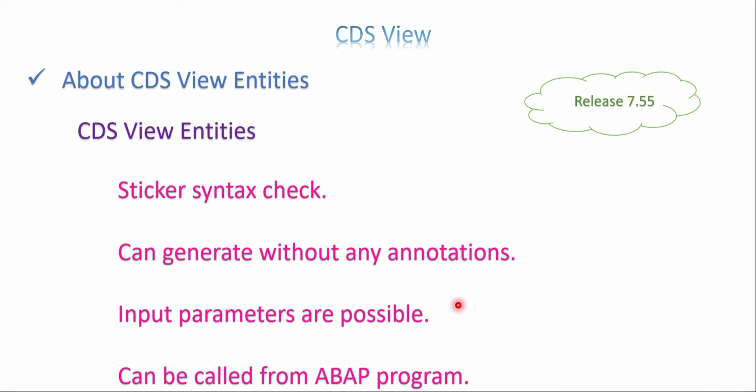Input parameters are possible, same like CDS view. They're not going to take away any existing functionality mostly. So input parameters are also possible. It can be called from an ABAP program, same as how you call your CDS view. Using CDS view, you have two options while calling from an ABAP program: one is the SQL view name or the entity name. But as we don't have a SQL view name in CDS view entities, you have to call only with the entity name. Okay, so that's not a problem. So you can call your CDS view entities also from your ABAP program.